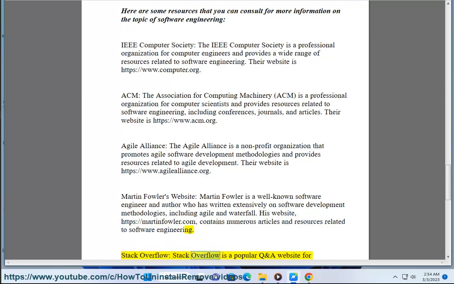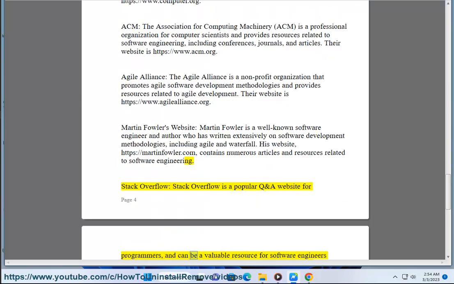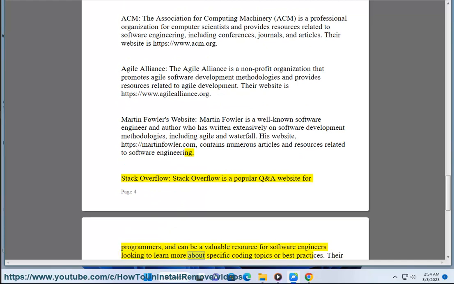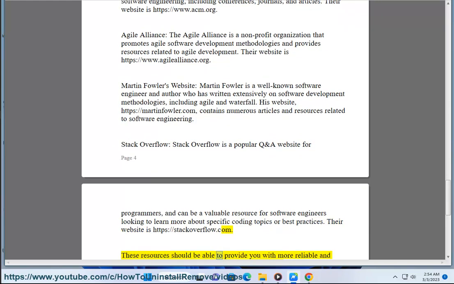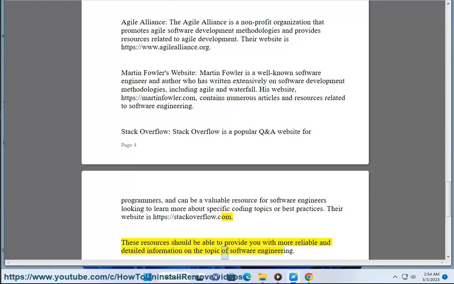Stack Overflow. Stack Overflow is a popular Q&A website for programmers, and can be a valuable resource for software engineers looking to learn more about specific coding topics or best practices. Their website is https://stackoverflow.com. These resources should be able to provide you with more reliable and detailed information on the topic of software engineering.